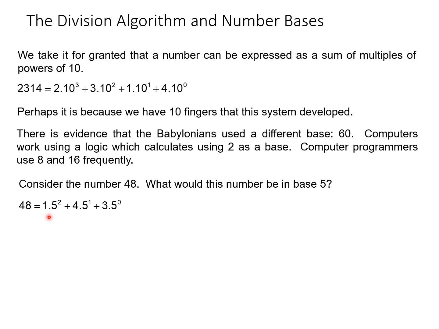So it's 25 plus 20, right? So it's 45. So 48 minus 45 is 3. So we need another 3. So 5 power 0 is 1. So 3 times 5 power 0 is actually 3. So it's 25 plus 20 plus 3. Okay, so we'll actually arrive at 48.